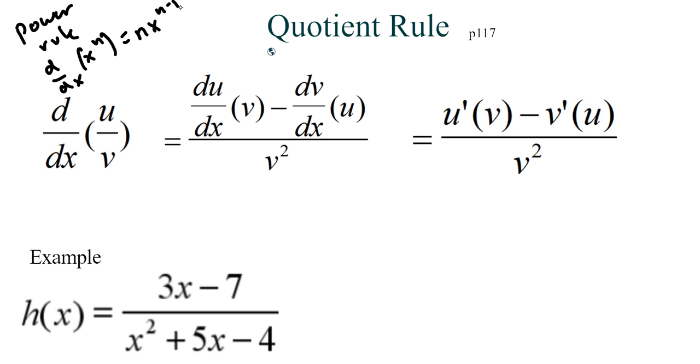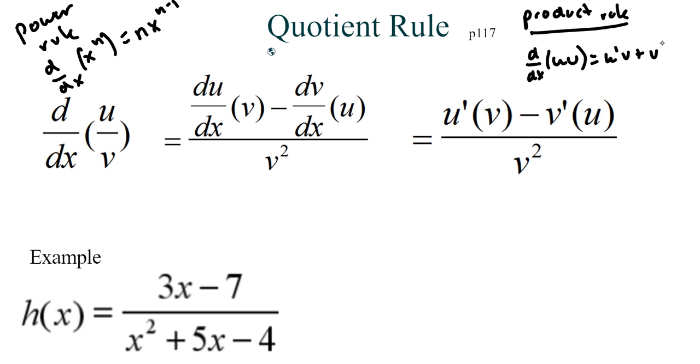We then talked about the product rule. The product rule is when you have two functions that are being multiplied together. So if you have d/dx of u times v, that would be the derivative of u times v plus the derivative of v times u. That is the product rule of differentiation. Well, now we have something called the quotient rule.